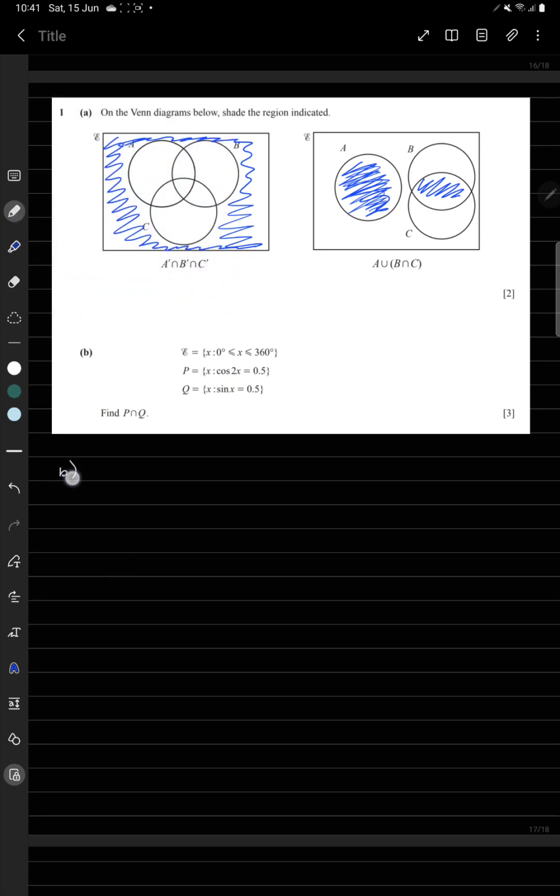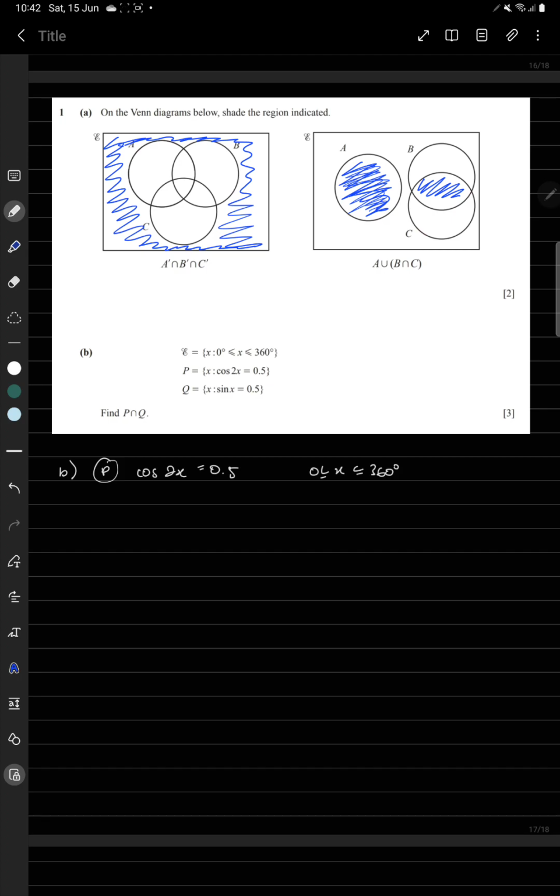Now, let's move on to the next part. So in part B, I'm going to draw some calculations here or workings. Now, our universal set is somewhere between 0 to 360 degrees. And P is cos 2x equals to 0.5. Q is sin x equals to 0.5. Now, what we're dealing with here is going to be trigonometry, but it's a mixture with sets and Venn diagrams. What I'm going to do first is find the set P. Now, P is stated as cos 2x equals 0.5, and the domain for that, I'm going to write it down as between 0 to 360 inclusive.